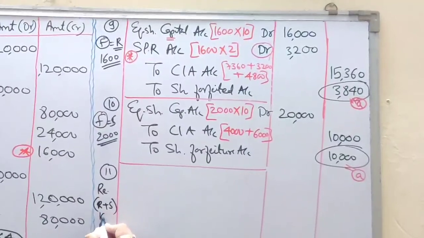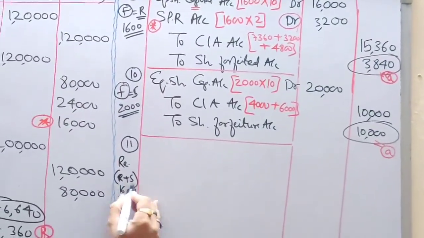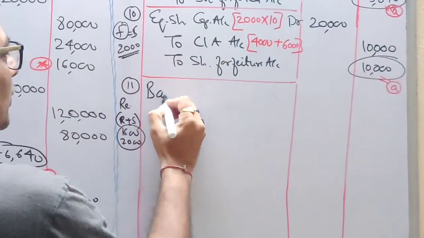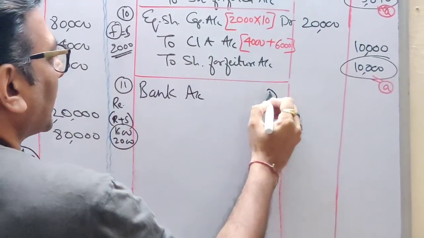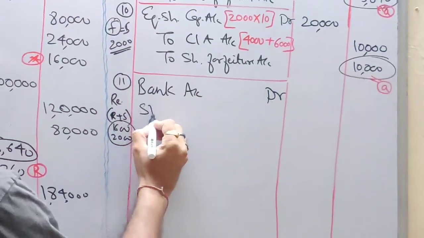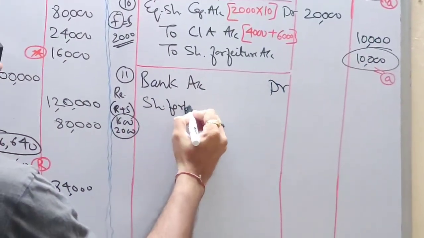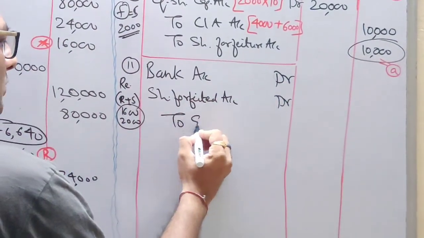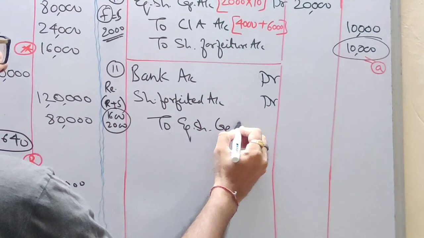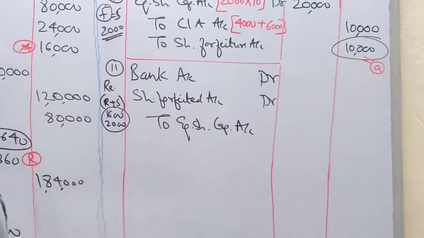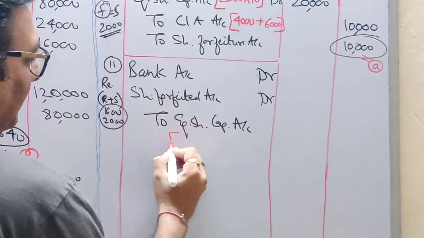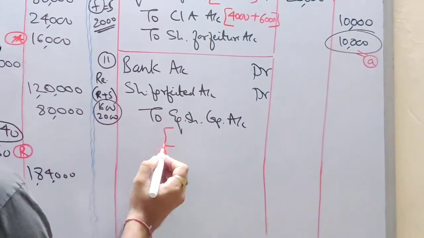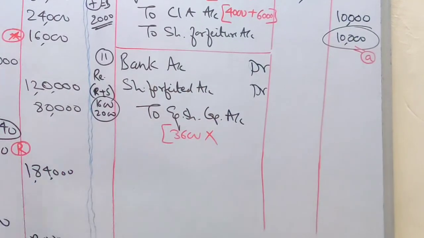So how many shares it will be? 1600 plus 2000. So total how many shares you are reissuing? When you reissue, you are receiving money. Bank account debit, share forfeited account debit to equity share capital account. Let's write down the working. Capital account. How many shares total you are reissuing? 2000 plus 1600, 3600 shares.